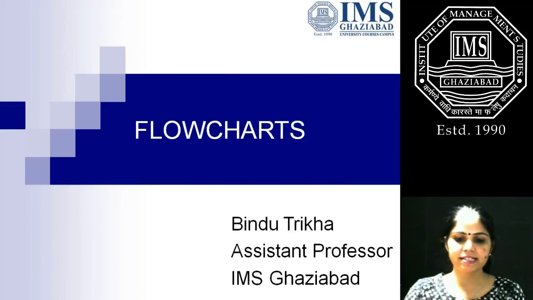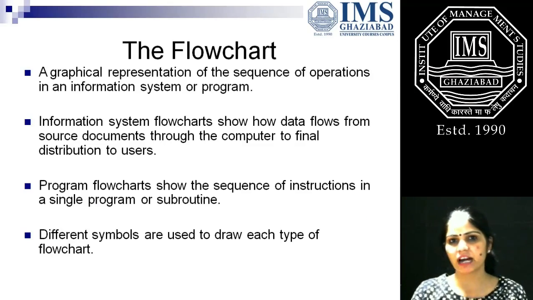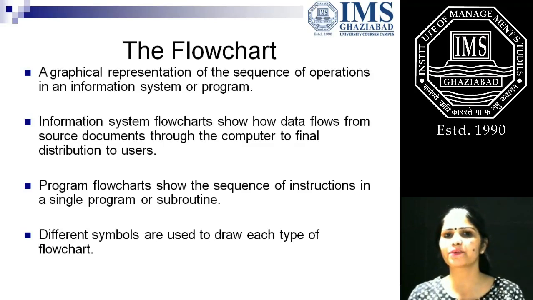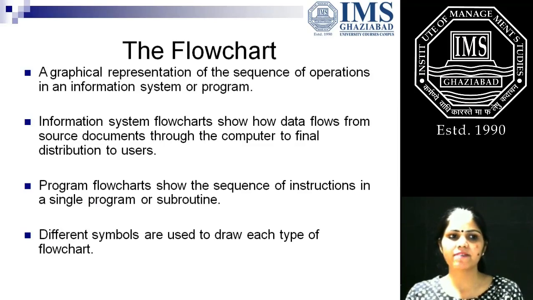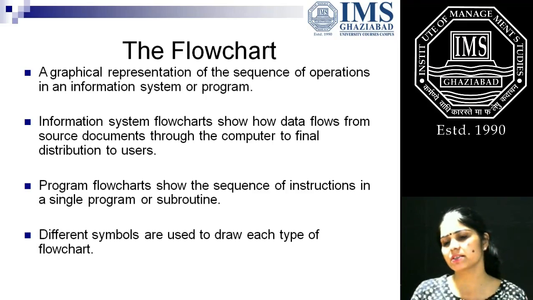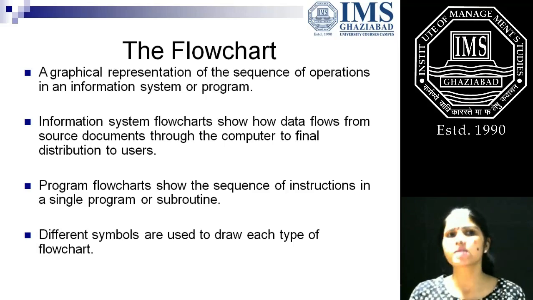Today we would be discussing flowcharts. Flowcharts are the diagrammatic representation or graphical representation of any algorithm. Now, graphical representation means we have symbols for certain tasks. For example, we have an oval symbol for start and stop. We have a rectangular symbol for the statements. We have a parallelogram for input and output operations.